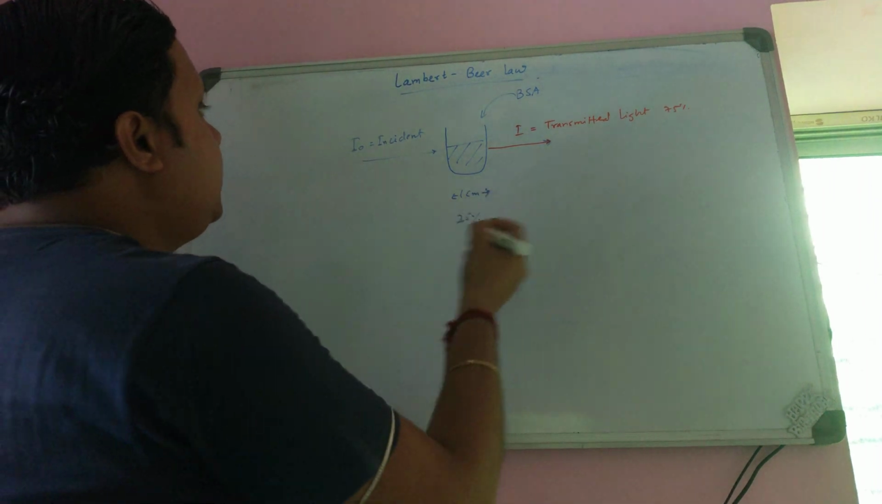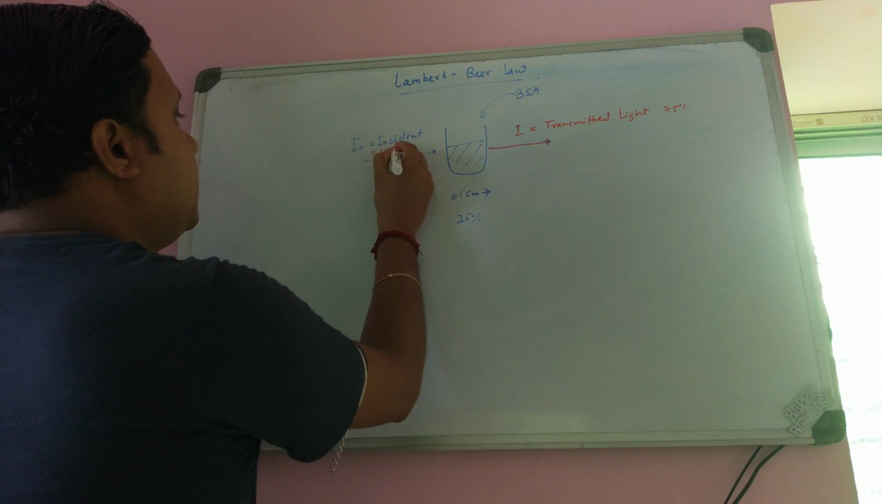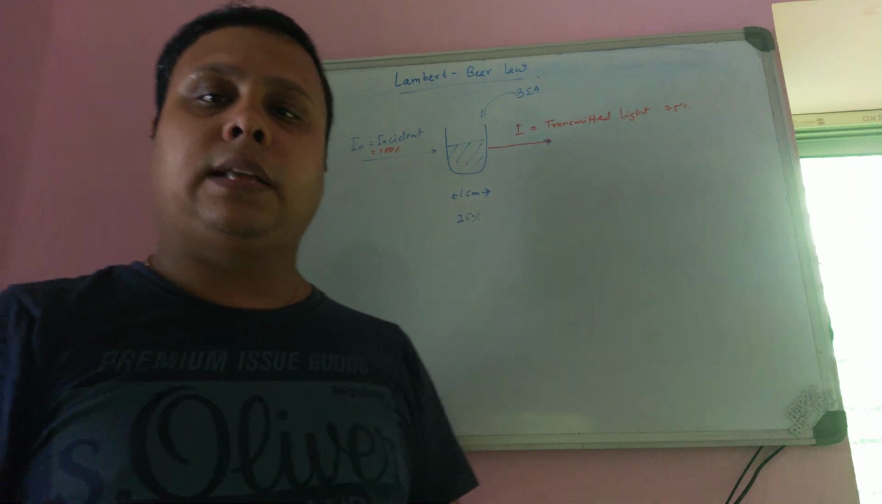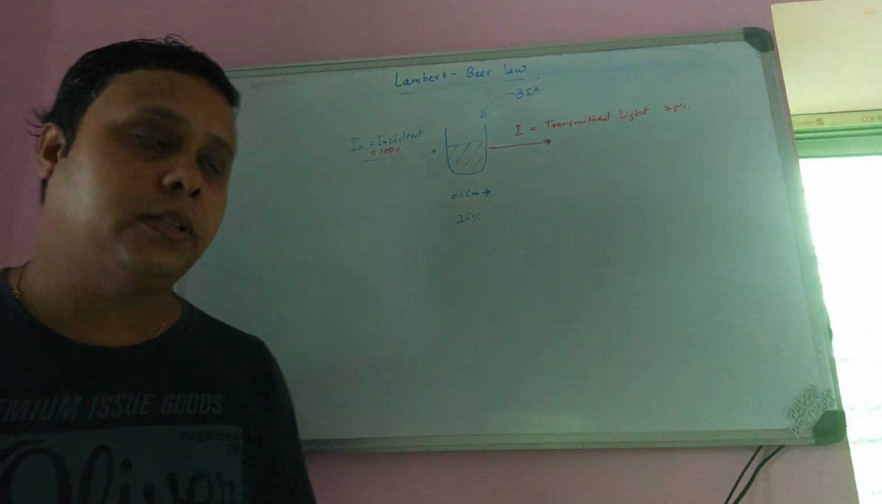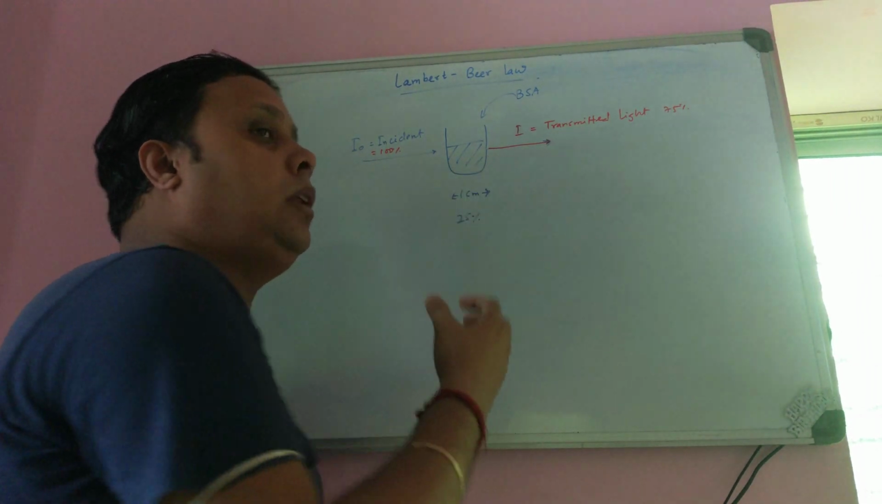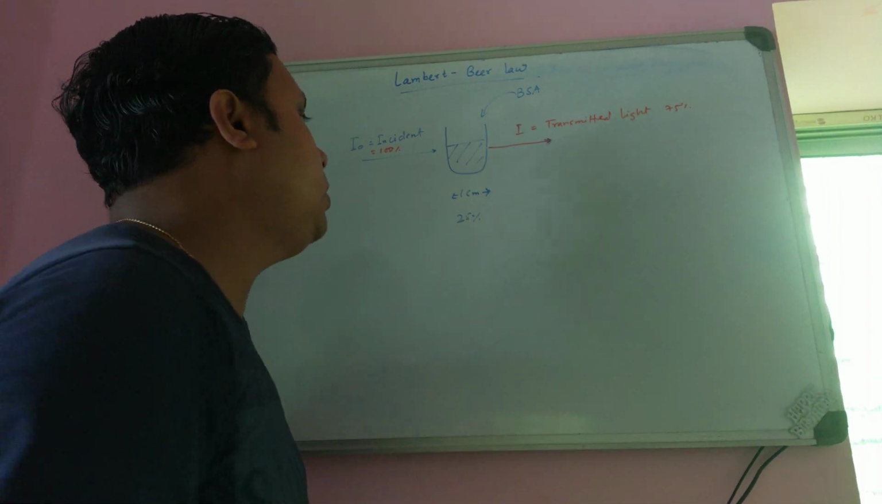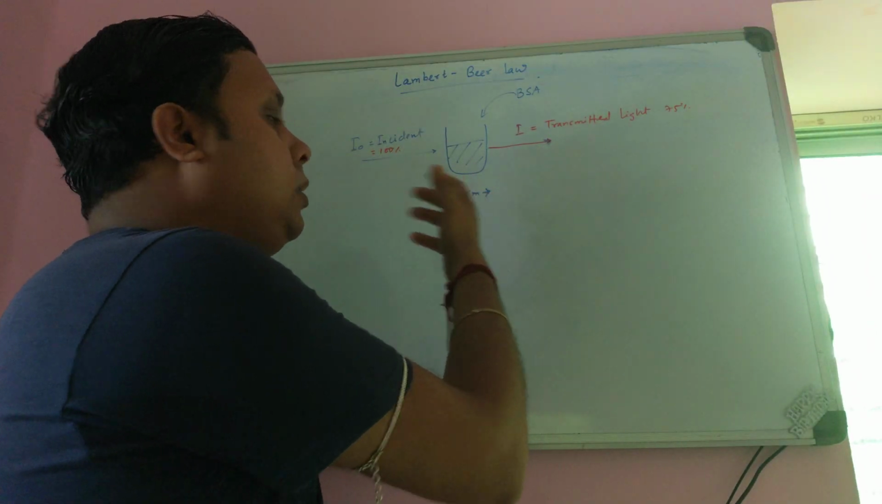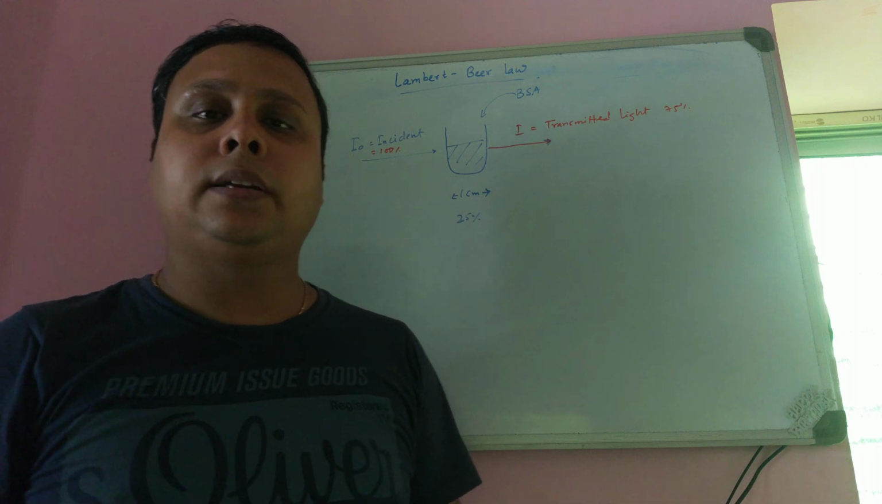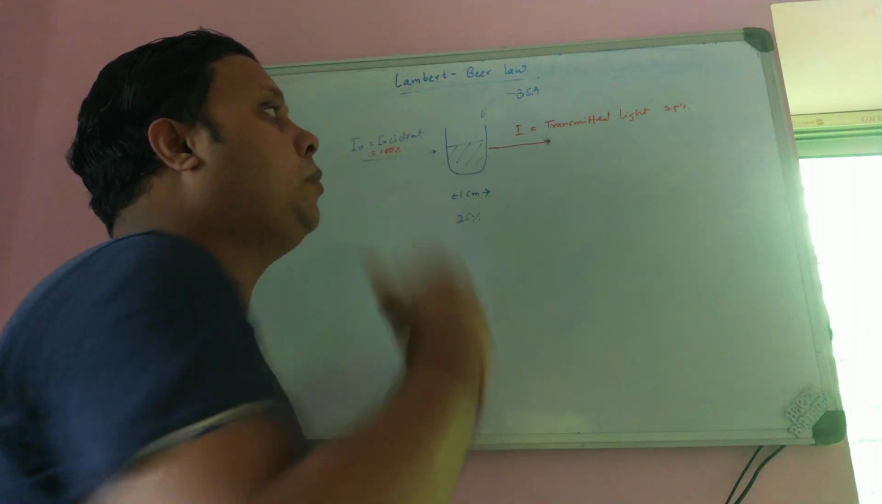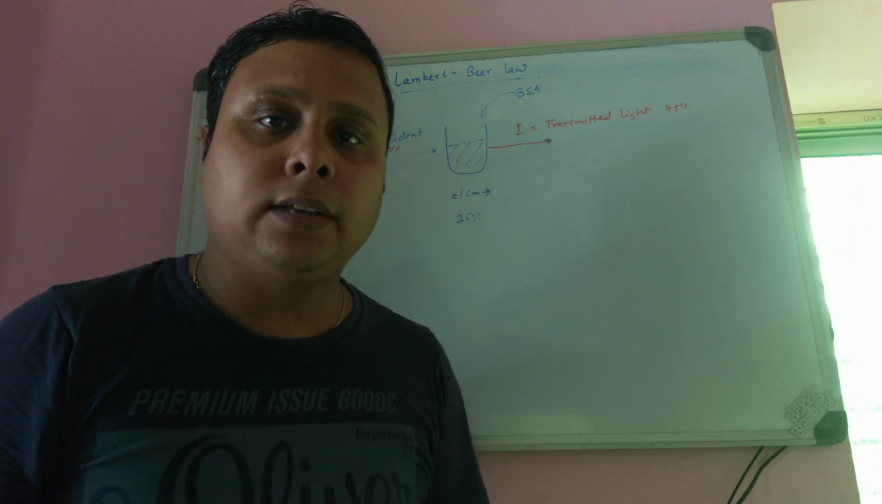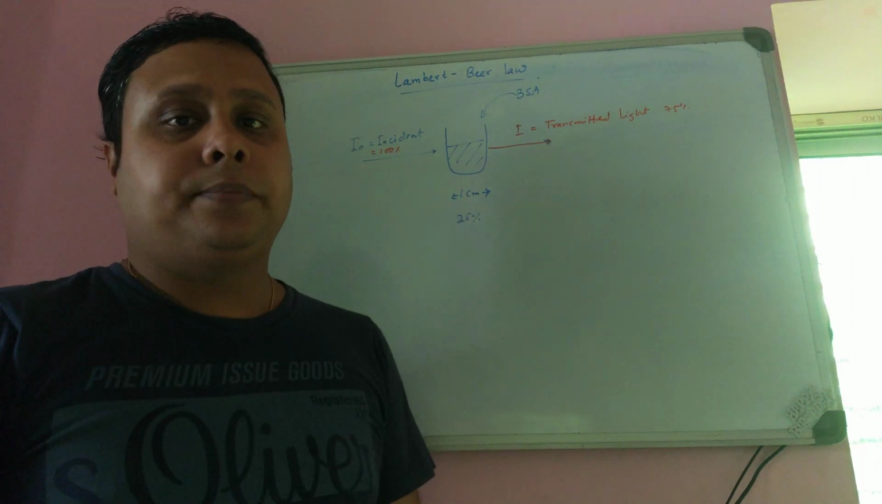Why? Because the incident light is always 100%. Whatever light you are passing through the sample, it should be 100%, and after that the sample molecule will absorb some amount of light. In this case, we are saying that it is about 25%. 25% of the incident light is absorbed by the bovine serum albumin molecule. In that case, the transmitted light will be 75%, right?